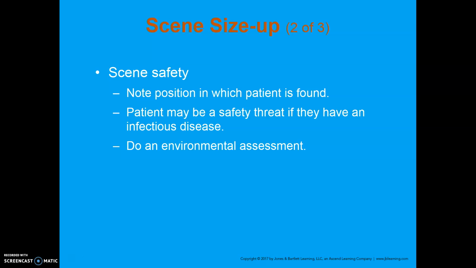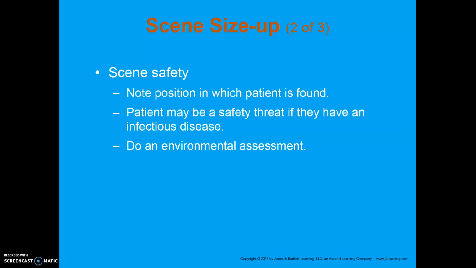Scene safety. Ensure appropriate safety precautions and standard precautions have been taken. Note the position in which the patient is found. Look for possible safety threats to the child, parents or caregivers, bystanders, or EMS providers. The patient may have a safety threat if they have an infectious disease, so keep that in mind.